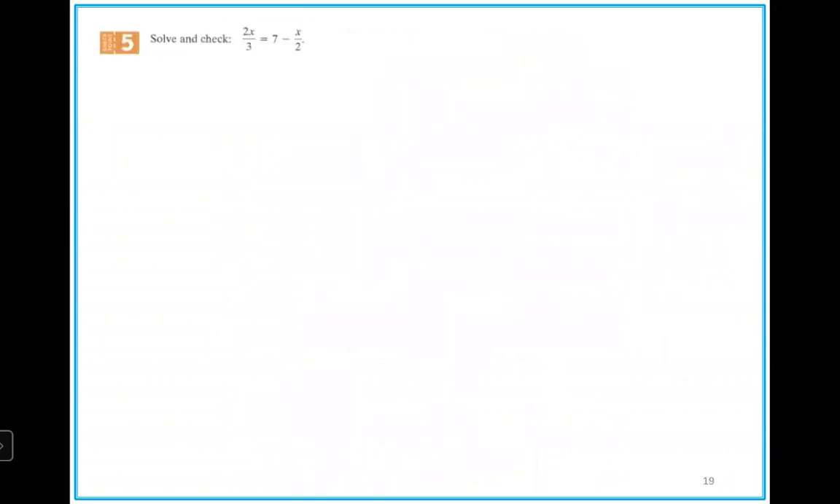All right, so look at this one. What would be the LCM for this one, 3 and 2? 6. Okay, so I want you to use the 6 then and simplify, solve this equation.